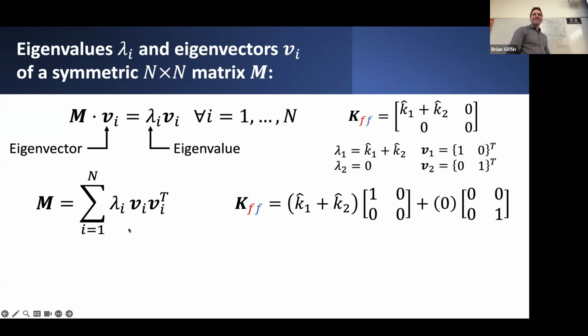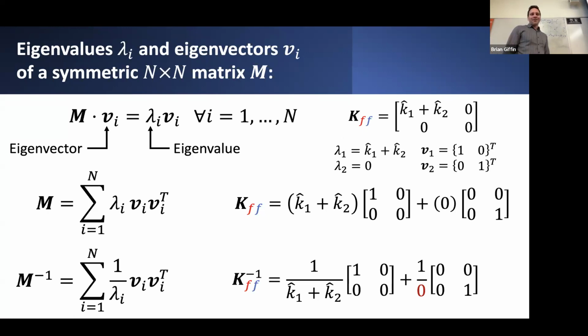So that's one of the interesting properties of eigenvalues and eigenvectors: I can represent a matrix in terms of its eigenvalues and eigenvectors. And even more than that, if I wanted to know the inverse of this matrix, all I have to do is take this expression and just flip the eigenvalues. In other words, I could do essentially the same thing, but instead of using the eigenvalues in this summation, I use the reciprocal of each of the eigenvalues, and then plug them into this expression.